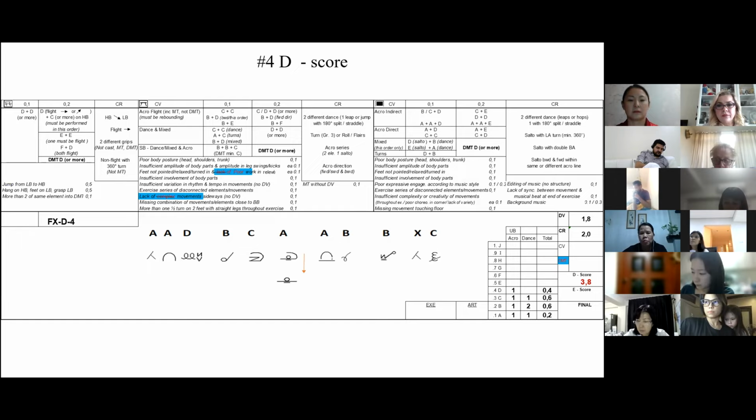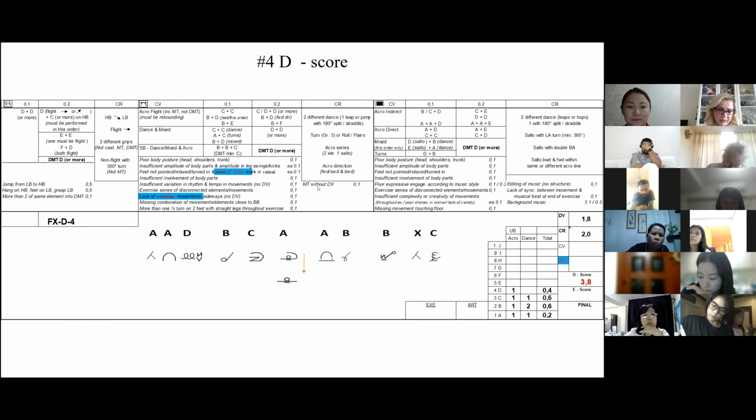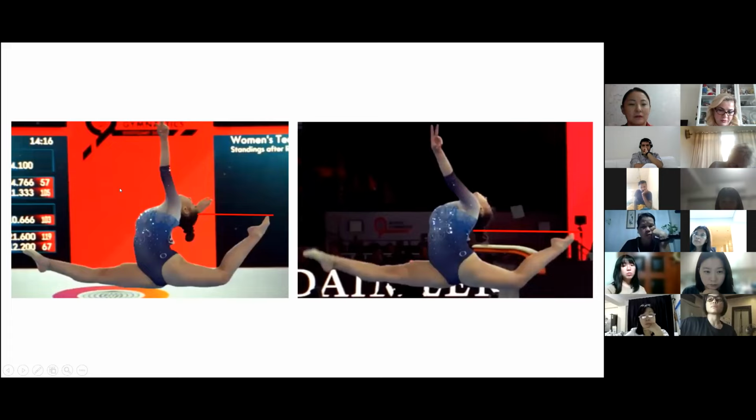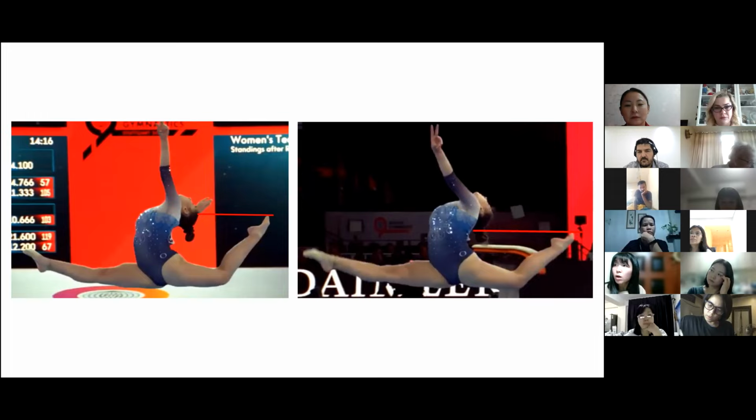We looked at quite a simple exercise, but there are questions and doubts about the performance of the switch leap to ring and split leap to ring. We count the first one, you see, but the second, no. I can show it for understanding. This is the first one. The back leg is bent less than 135 degrees, but that will be part of the body shape deduction.